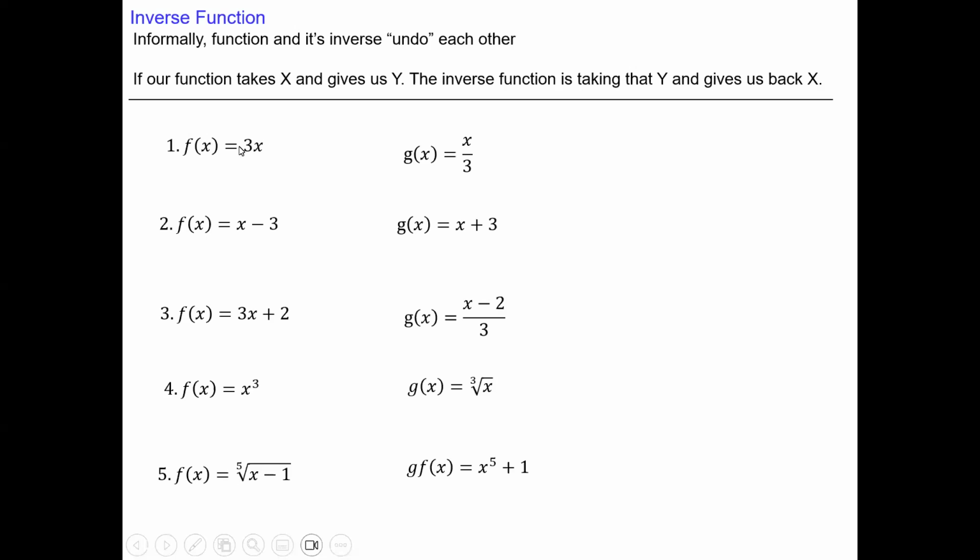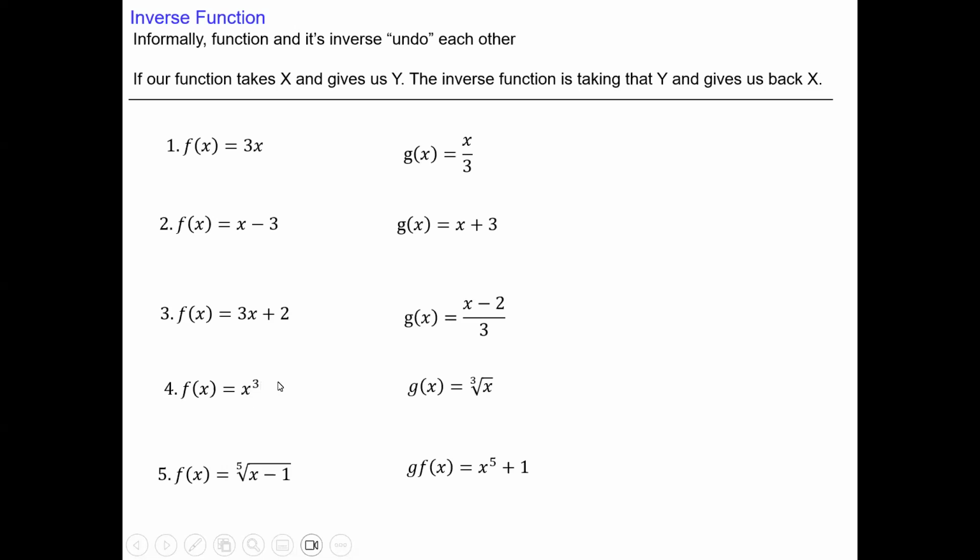Okay, let's see. Number one, we multiply by 3. Then the inverse operation is to divide x by 3. If we subtracted 3, then we add 3. That's the opposite operation, we are undoing. Now, if we multiply by 3, the independent variable, and then add 2, we have to keep the order. We subtract 2 and divide by 3. That's important. We will have guidelines, which means we will follow the steps.